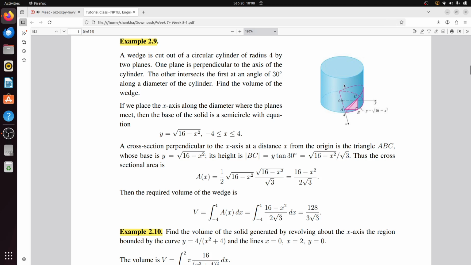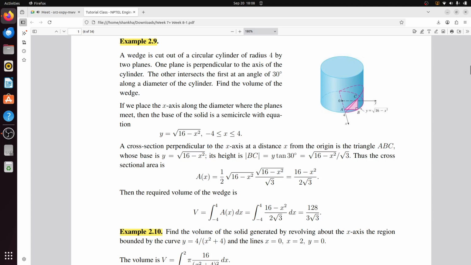If we place the x-axis along the diameter where the planes meet, then the base of the solid is a semicircle with equation y equal to square root of 16 minus x square, with minus 4 less than or equal to x less than or equal to 4.